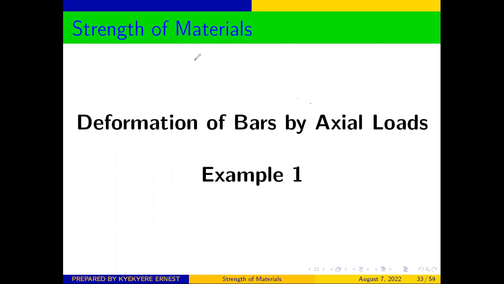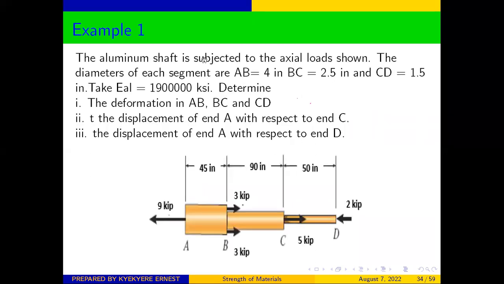Continuing with our series on strength of materials, today we are looking at deformation of bars by axial loads. Example 1. Let's look at our example and how to deal with it. Good. The aluminium shaft is subjected to axial loads.